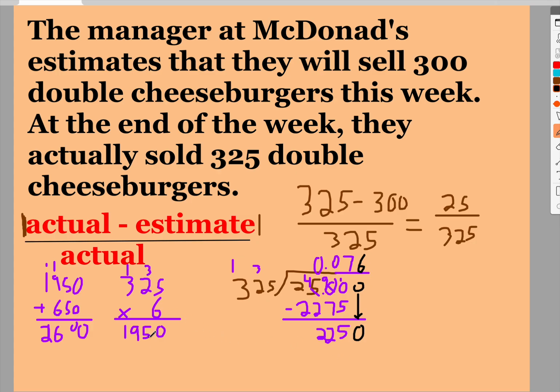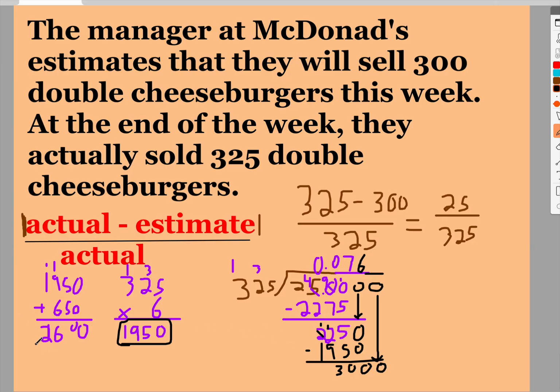6 times 325, we did that already right here, 1950. Looks like I'm going to need some more room here. I'm running out of room on my screen, but that's okay. Borrow. I get 300. I'm going to do another 0. Now with this, we're only going to go to 4 places after the decimal to find this percentage, and we'll see why after we do this step. So now I've got 3,000.